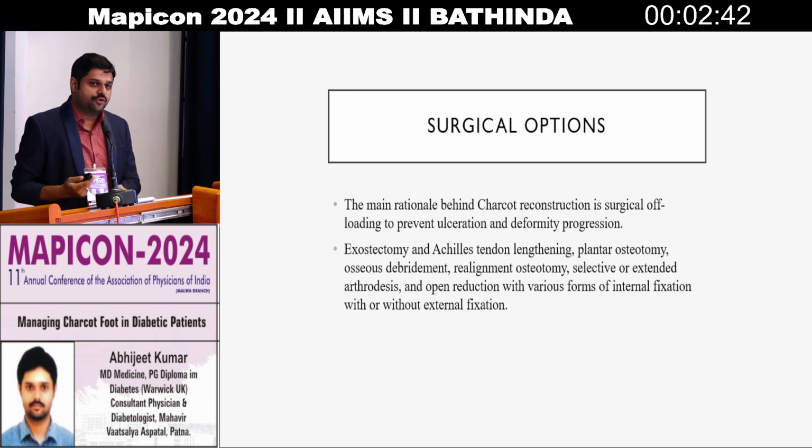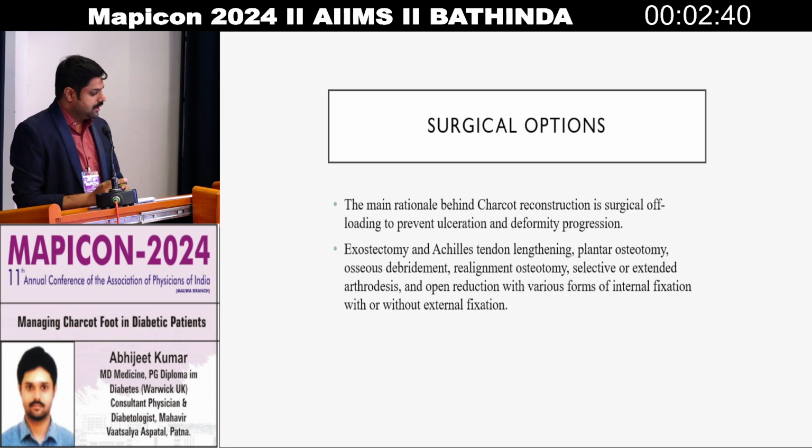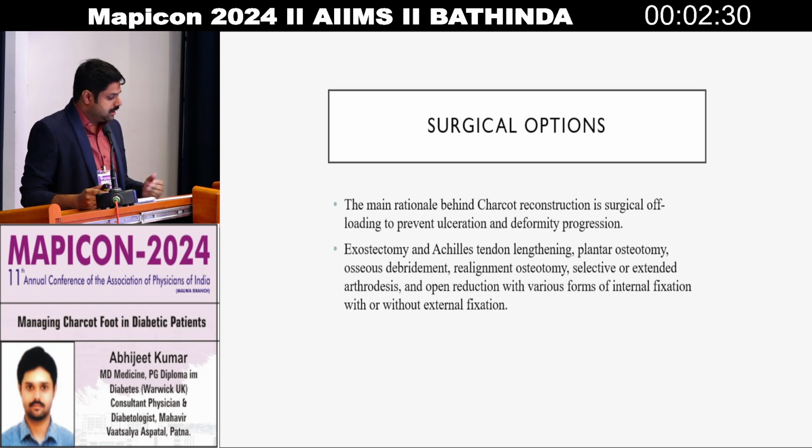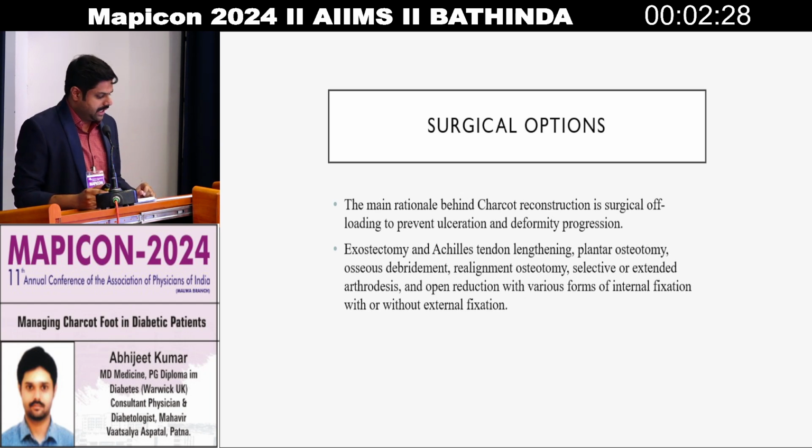Now, when do we go for surgical options? So the main rationale behind Charcot reconstruction is surgical offloading to prevent ulceration and deformity progression. So the modalities available are exostectomy and Achilles tendon lengthening, plantar osteotomy, osseous debridement, realignment osteotomy, selective or extended arthrodesis, and open reduction with various forms of internal fixation with or without external fixation.